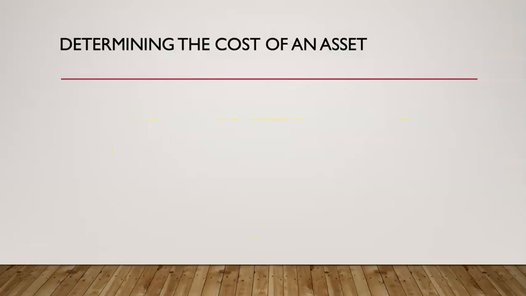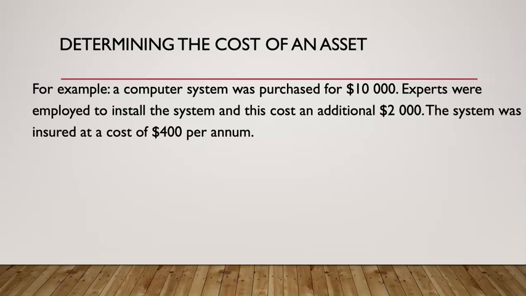So let's look at an example. For example, a computer system was purchased for $10,000, so our purchase price, and we know a computer is a non-current asset. And experts were employed to install the system, and this cost an additional $2,000. The system was insured at a cost of $400 per annum. The question is, what is the cost of this non-current asset?